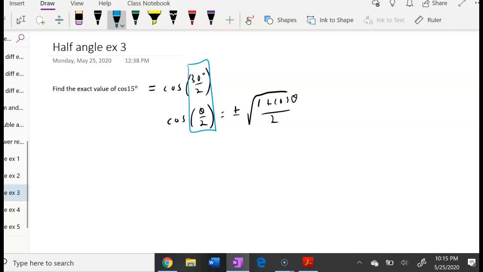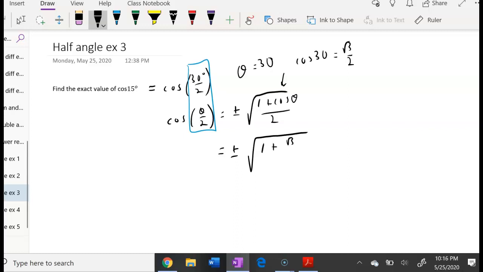That's why I said you can only do this if you know twice the angle that's in the argument. This is 15, and we know all about 30 because it's a special angle on the unit circle. So we know here that theta is 30. And therefore the cosine of theta is the cosine of 30 degrees, which is root 3 over 2. So what we're given is plus or minus the square root of 1 plus root 3 over 2, divided by 2.